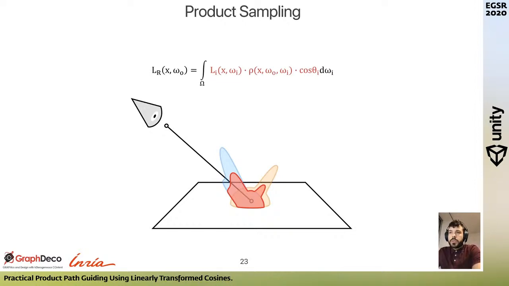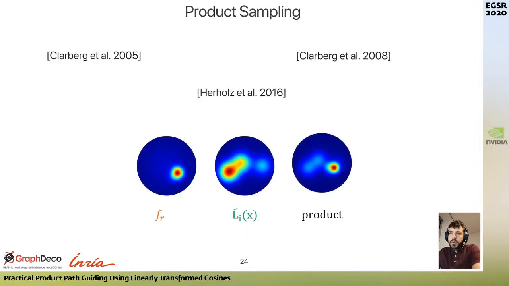This is called product importance sampling. There are different methods that explore this idea, but the one closest to our work is the one from Herholz and colleagues, who introduced product sampling to the GMM technique we mentioned earlier from Vorba and colleagues. Keep in mind that this method shares the lengthy training step before rendering as the method that it is based on.